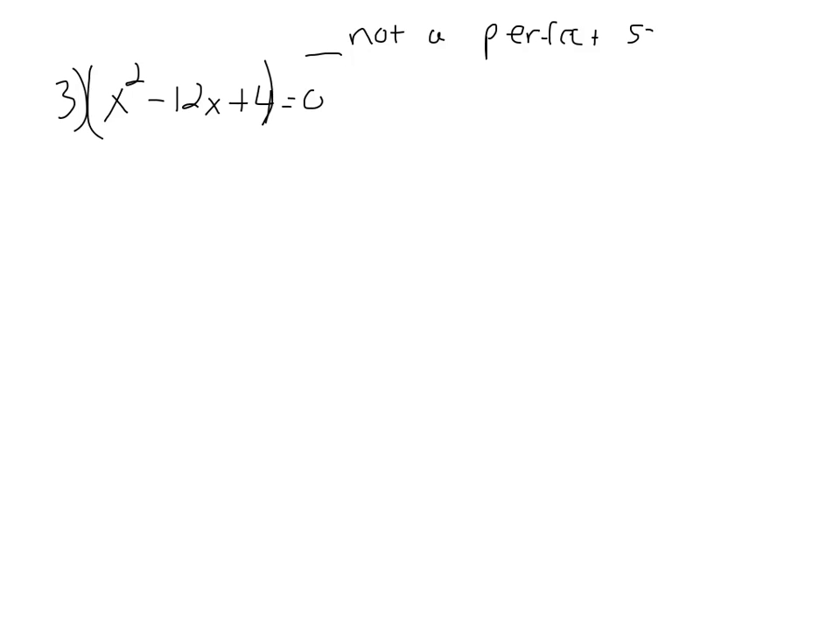So make a note, not a perfect square trinomial. Again, it's not a perfect square trinomial. That should be the first thing that we look at. Okay, and let's also make a note that we just tried this. The AC method doesn't work.